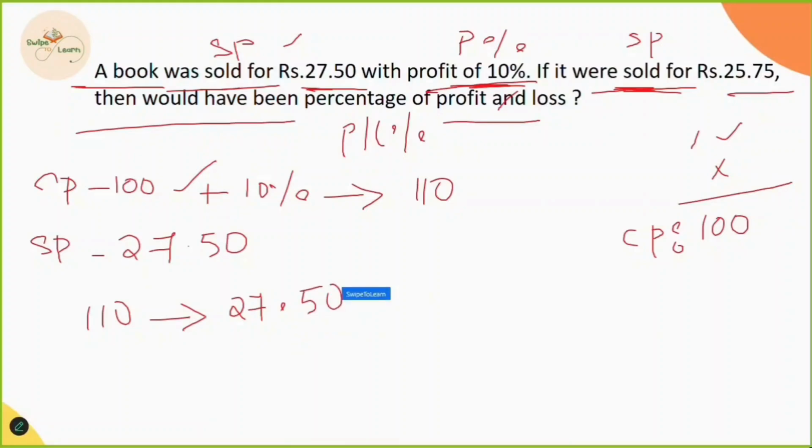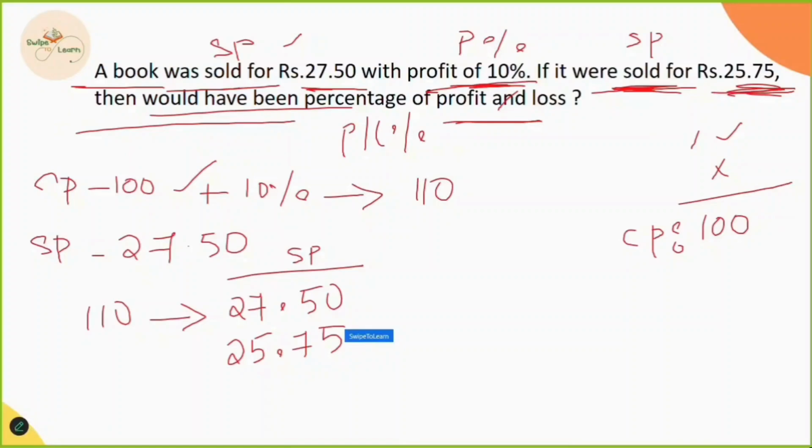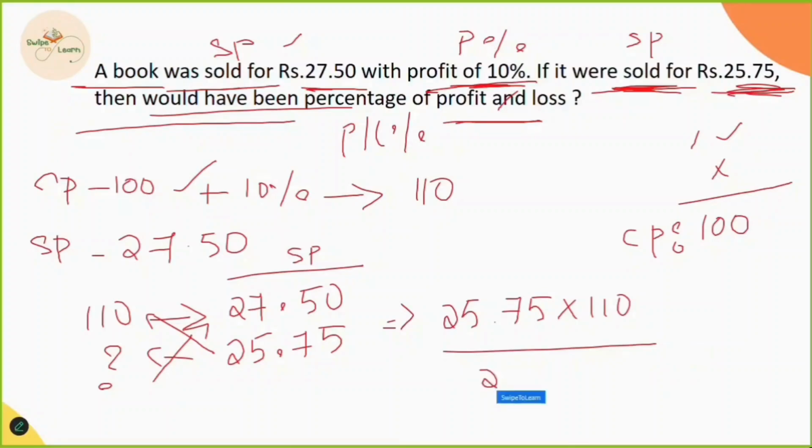And what they are asking, if it is sold for 25.75, what would be the percentage of profit or loss? This is the SP at which it was sold. By simply cross multiplying, we get the answer. That is 25.75 into 110 divided by 27.50. So by simply solving this, we get the answer as 103.